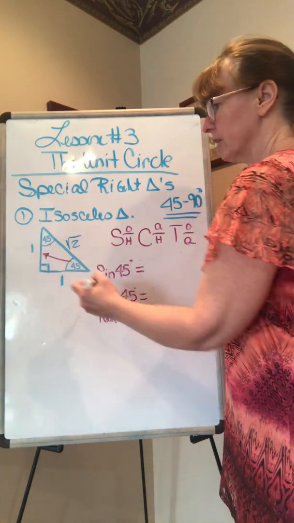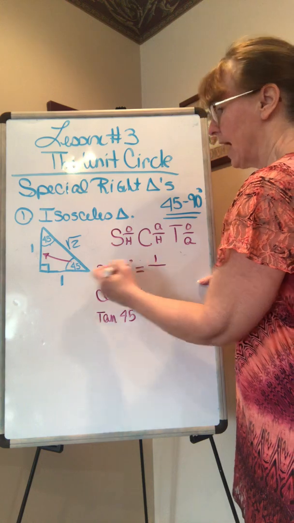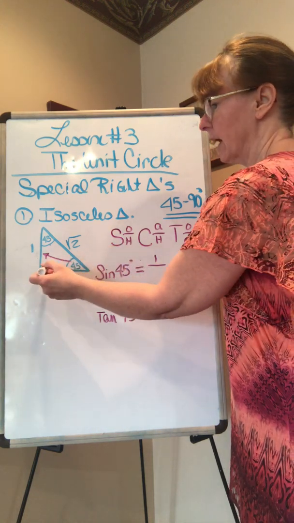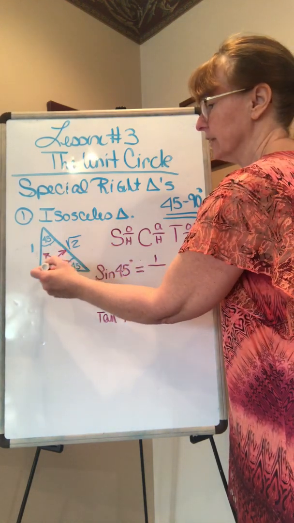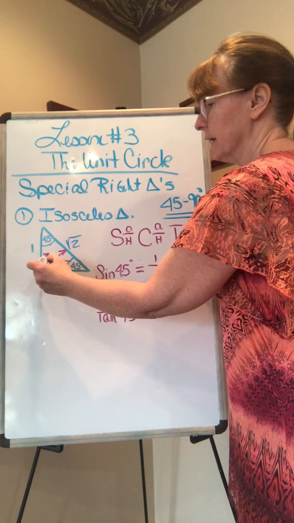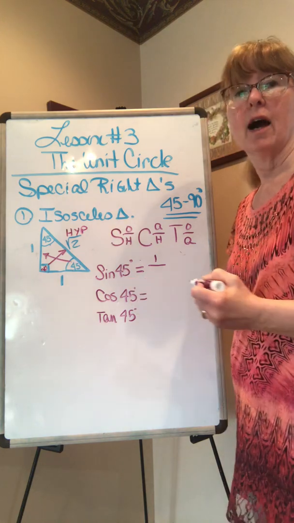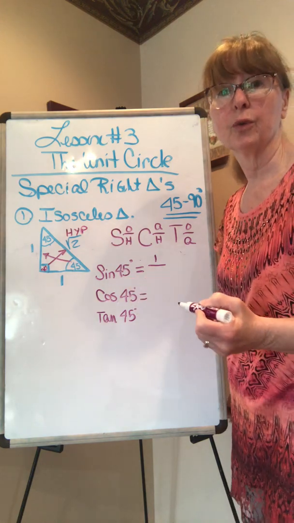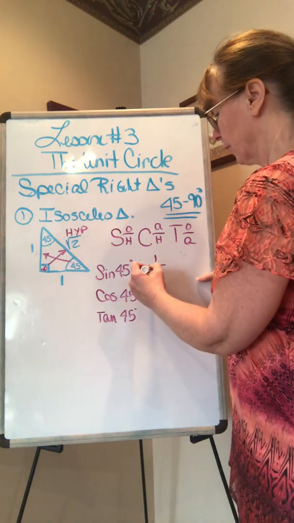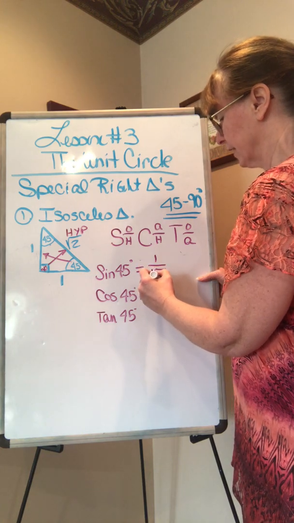So the opposite side is 1, and it's going to the hypotenuse, and the hypotenuse is always opposite the 90 degrees. So here's my right angle, my 90 degrees. This guy is my hypotenuse. Hypotenuse, if you recall, is also the longest side of the triangle. So we get 1 over rad 2.